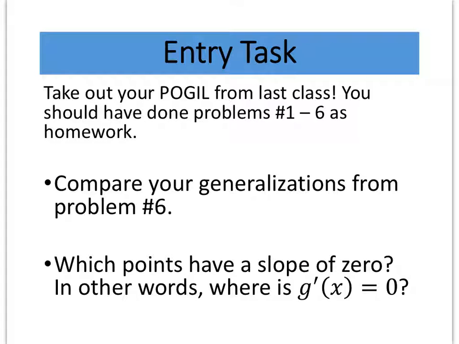So please take out your POGL from last class. You should have done problem numbers 1 through 6, and if you did not, then you're going to have to get as much as you can from what you've done. What I'd like you to quickly do is compare what you said for number 6 with a neighbor, and just consider what kind of generalizations you can say about the comparison that you had on the first page.